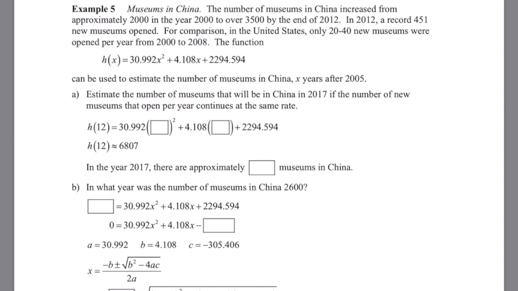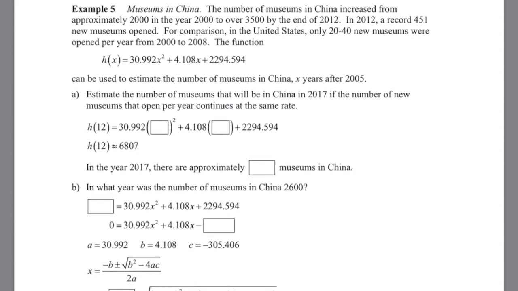The function h of x can be used to estimate the number of museums in China x years after 2005. Let's estimate the number of museums that will be in China in 2017 if the number of new museums opened that year continues at the same rate.